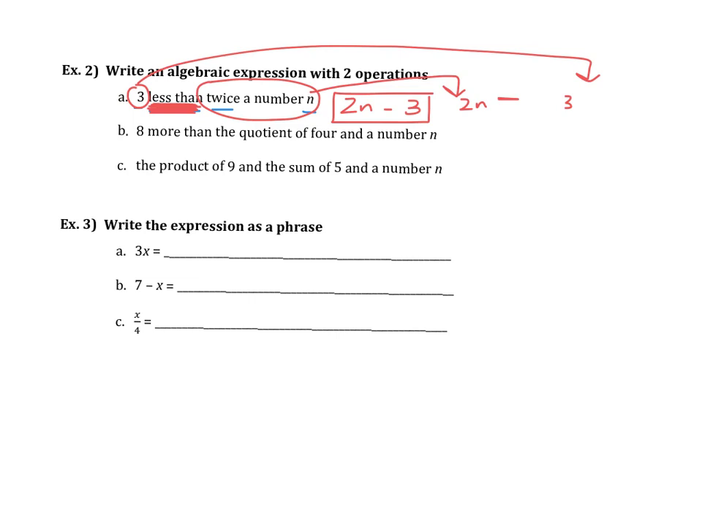8 more than the quotient of 4 and a number n. So you see more than, you see quotient, you see 4 and n, and it is 8 more than the quotient of 4 and n. Try to write that down. Anyone tell me what they got?